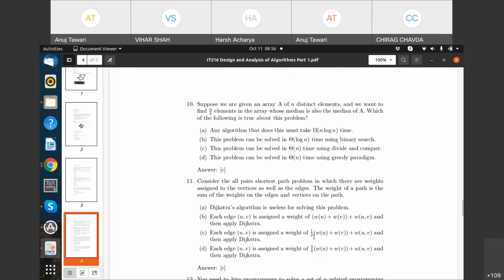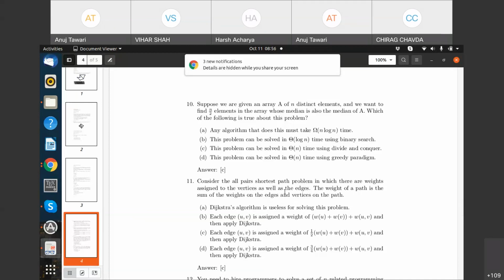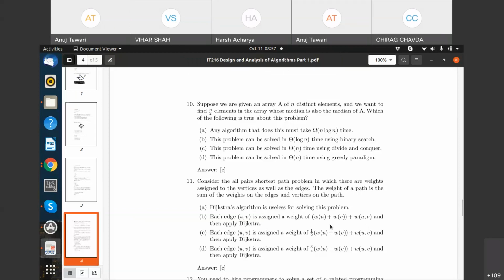Okay. Some of you said that Dijkstra is useless for solving this problem. That's not correct, because using a slight modification, slightly different weights, you can actually solve this problem using Dijkstra. Some of you answered this particular option, but even if you use this weight, you will have to put a half here to find the actual weight. So option C is correct here.